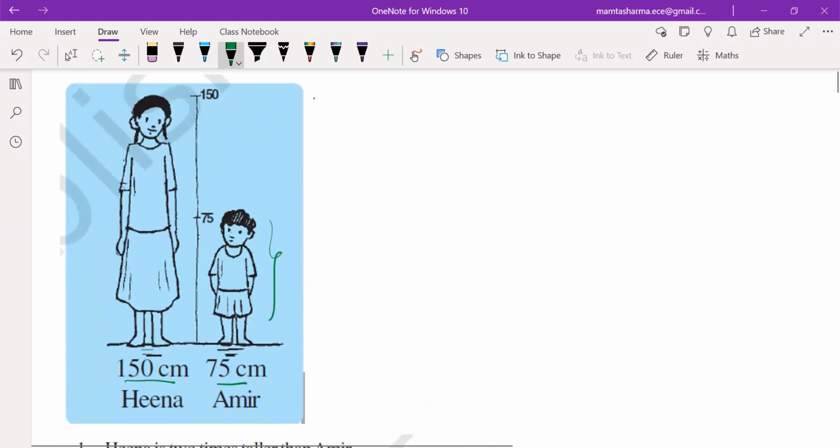So we are doing the comparison in terms of ratios. We are taking the ratio of two heights, 150 divided by 75 centimeter. One important thing is, while taking the ratio, their unit must be the same. Their unit must be the same, then only you can take the ratio. If units are different, first convert them into the same unit and then take the ratio. Now the ratio of their height would be 2:1.